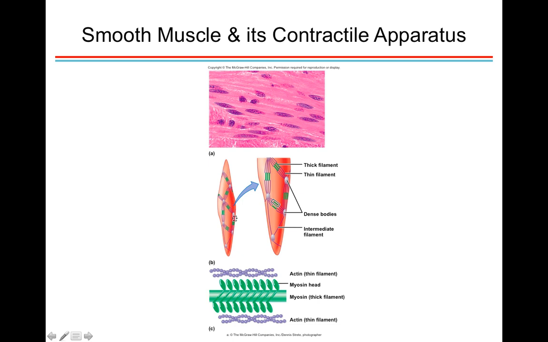You can see the dense bodies, those little circles. But look, they're in different orientations. They're not all parallel like they are in the heart or skeletal muscle. They're on all these different angles, and this really is important for peristalsis, the contraction of a tube, as smooth muscles are often in the tube-like tissues in the body. And again, we see the actin and the myosin there, and they usually completely overlap in the smooth muscle.